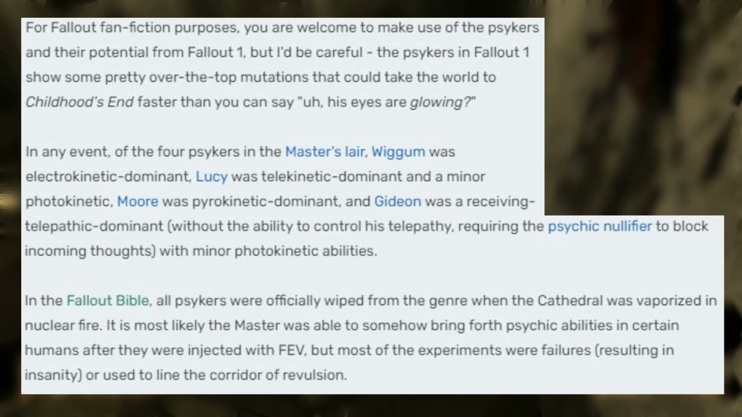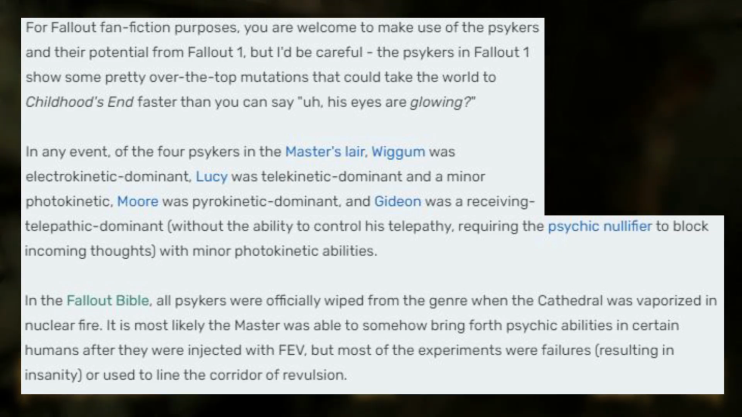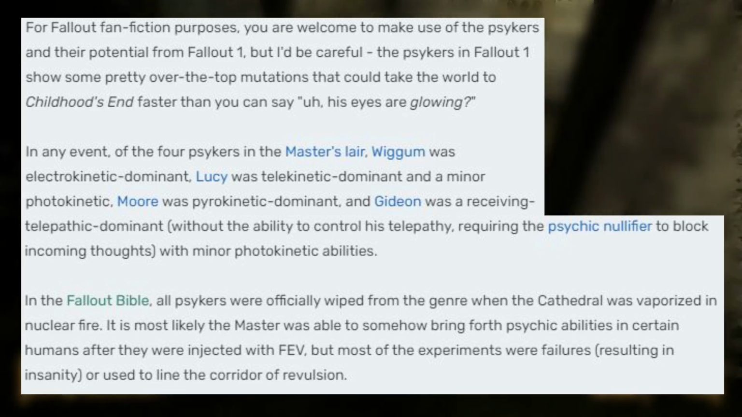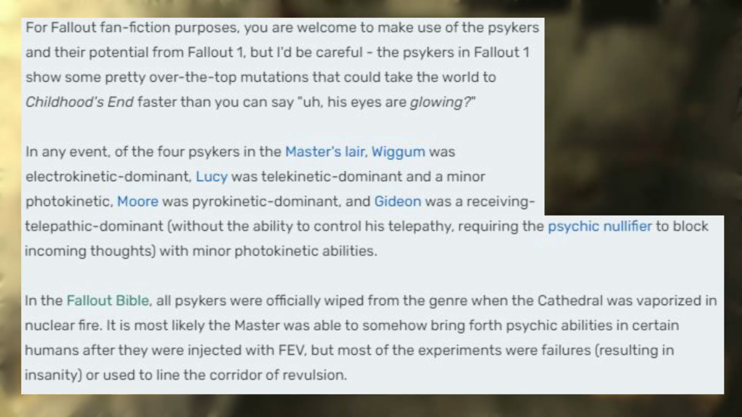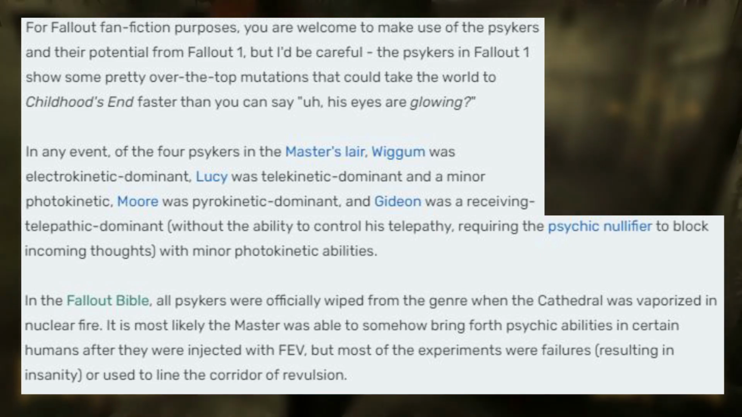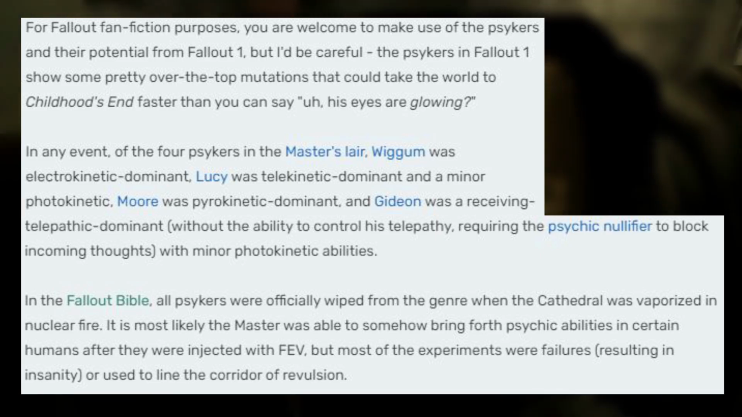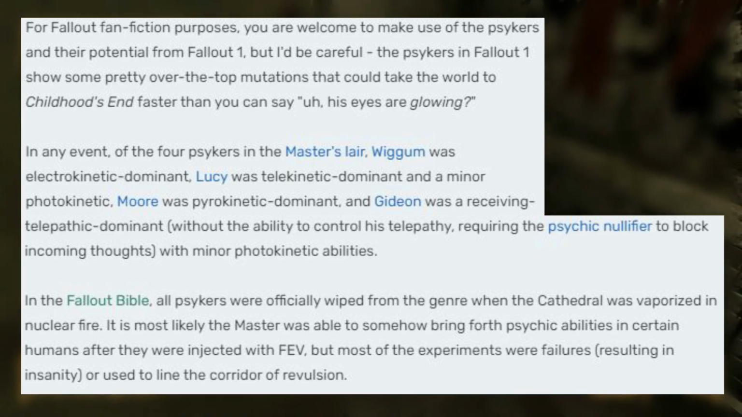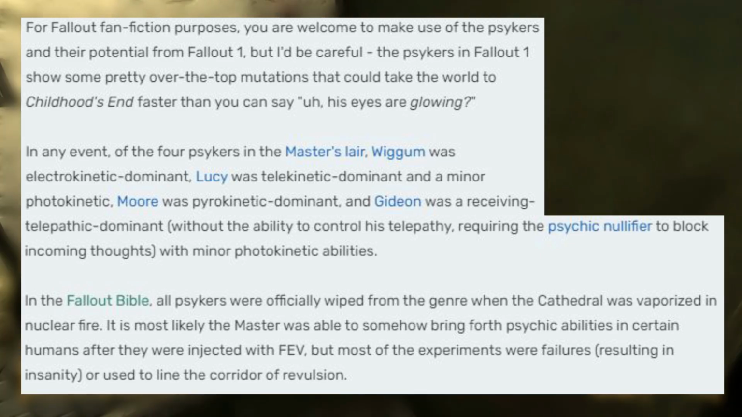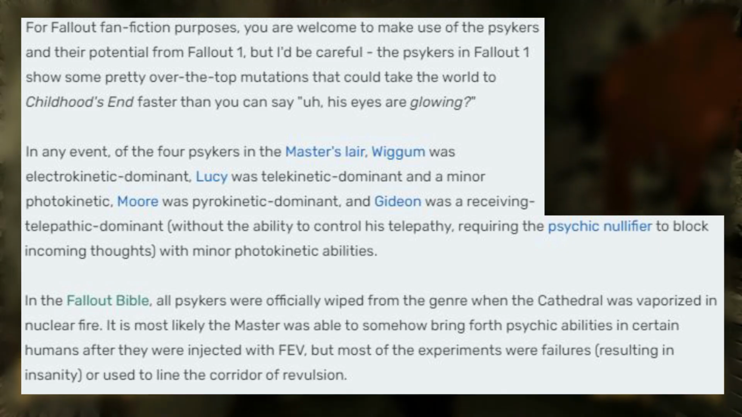In any event, of the 4 Psykers in the Master's Lair, Wiggum was electrokinetic dominant, Lucy was telekinetic dominant and a minor photokinetic, Moore was a pyrokinetic dominant, and Gideon was a receiving telepathic dominant, without the ability to control his telepathy, requiring the psychic nullifier to block incoming thoughts, with minor photokinetic abilities.